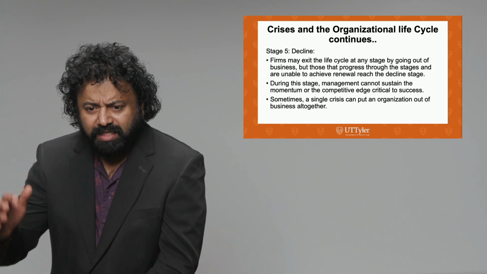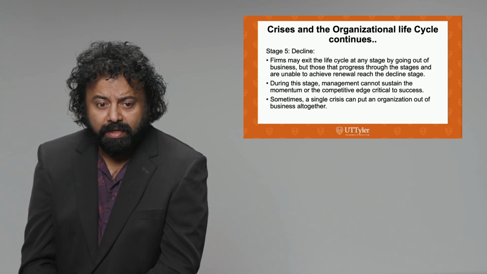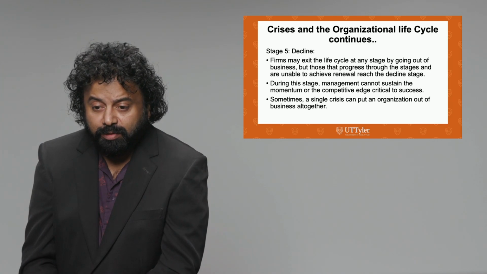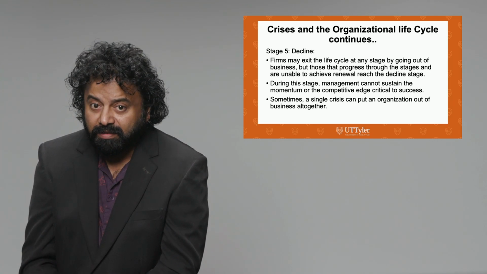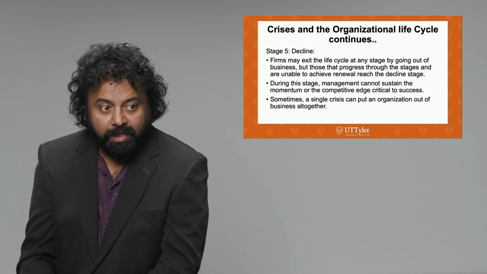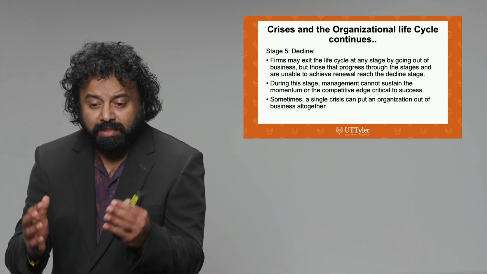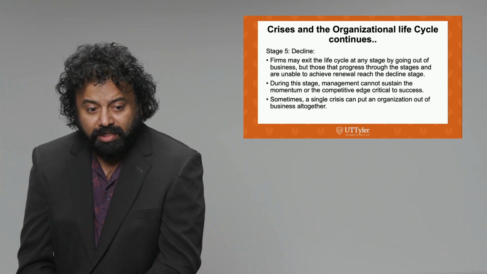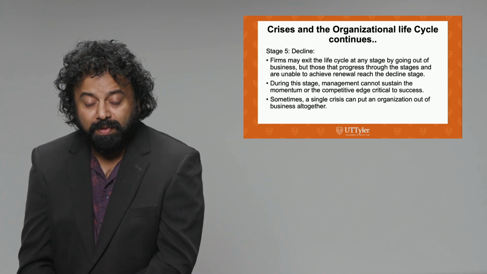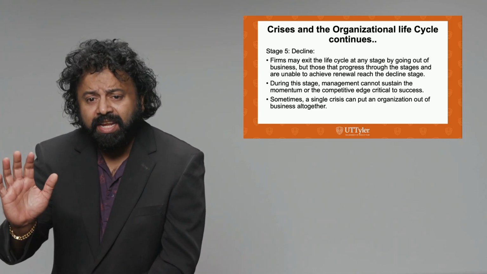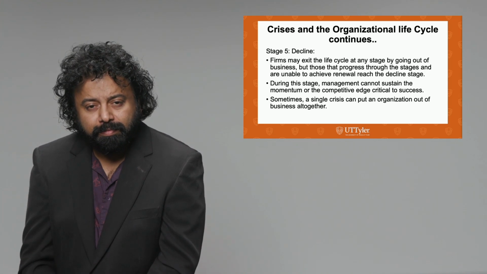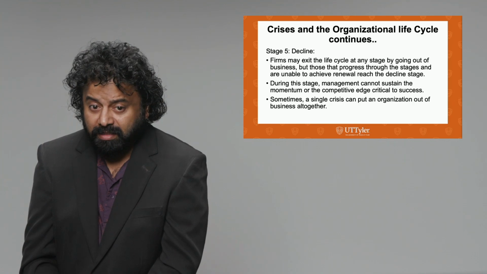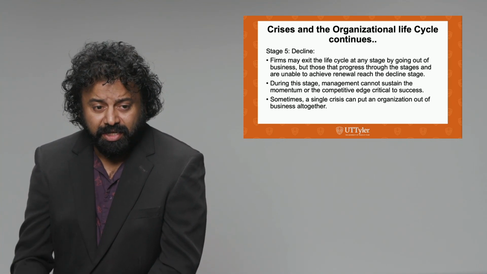Overview: the firms reach the decline stage if they fail to achieve renewal after progressing through the earlier stages of the life cycle. Companies can exit the life cycle at any stage by going out of business, but decline is marked by severe challenges. Internal challenges include the organization becoming dominated by internal politics and power struggles, and members prioritizing personal goals over organizational goals. Key issues are that management loses the ability to sustain momentum or maintain a competitive edge. Complacency, lack of interest, and frequent mistakes weaken the company. In some cases, these factors lead to a complete shutdown.